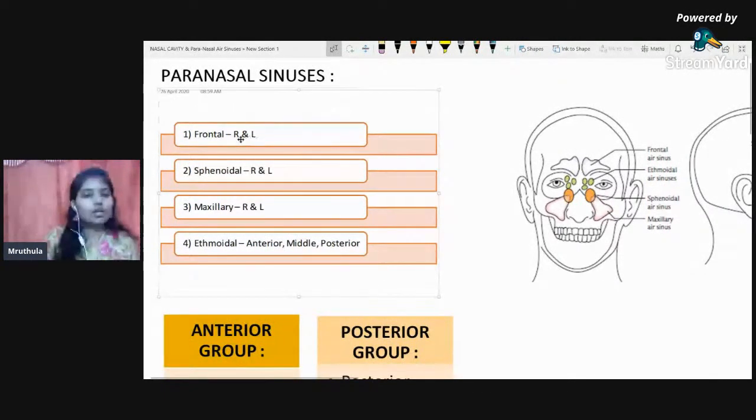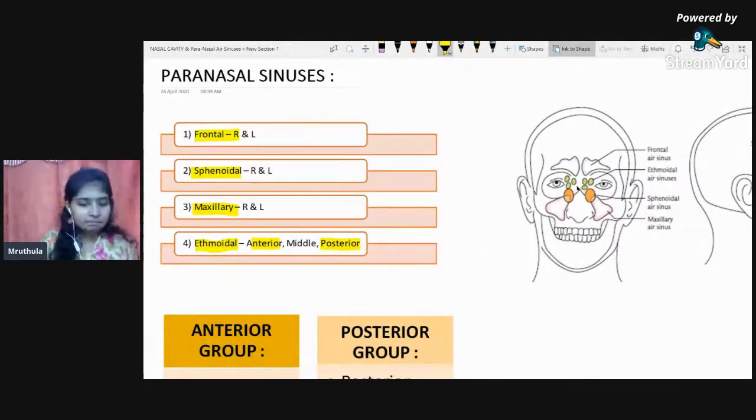Now we'll see those four different paranasal sinuses. Let me name them for you first, and then I'll show you in the diagram. First we have the frontal sinus, then the sphenoidal air sinus, the maxillary air sinus, and the ethmoidal air sinus. Of all the four, the first three, frontal, sphenoidal and maxillary, are two in number. They are found as pairs, one on the right side, one on the left side. But the ethmoidal air sinus alone has three parts: anterior, middle and posterior, or sometimes it is referred to as just anterior and posterior.